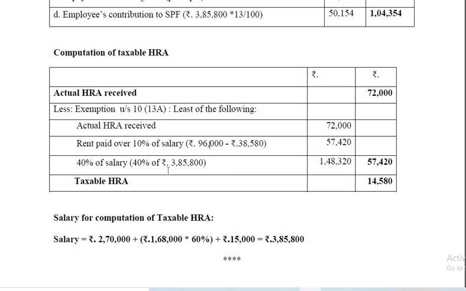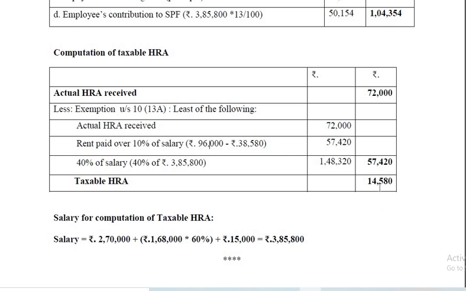Then 40% of salary. So already you have calculated salary 3,85,000, of that 40%. If the assessee is working in a metropolitan city, then instead of 40%, that would have been 50%. Okay, so three values are there here: 72,000, 57,420, 1,48,320. Of these three values, which one is least? 57,420. This is exempt. Of the three, the least one is exempt, 57,420.